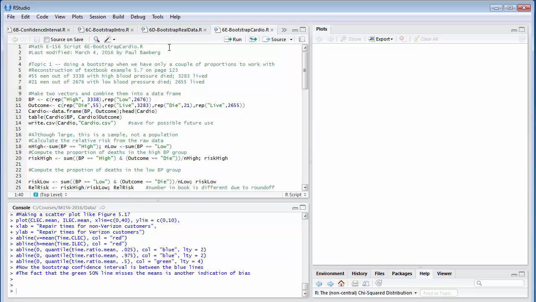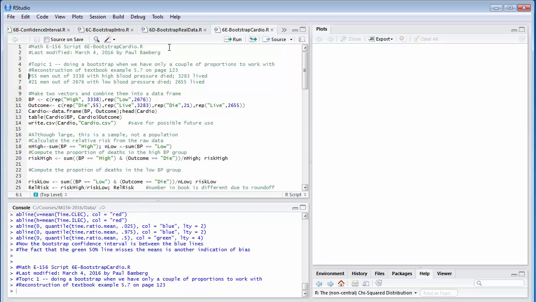I took the example from the textbook on page 123, example 5.7, and with some effort managed to reconstruct all the numbers and graphs that you find for this example. So let's get going.